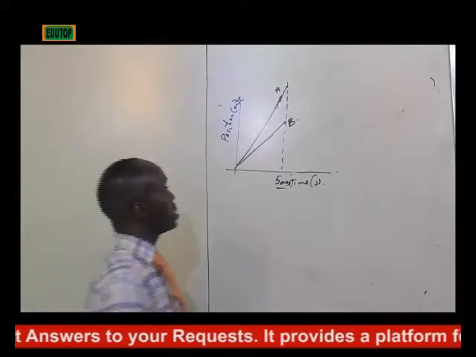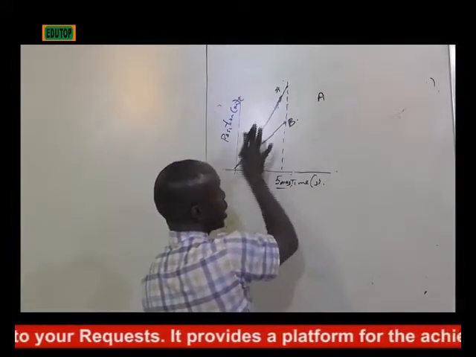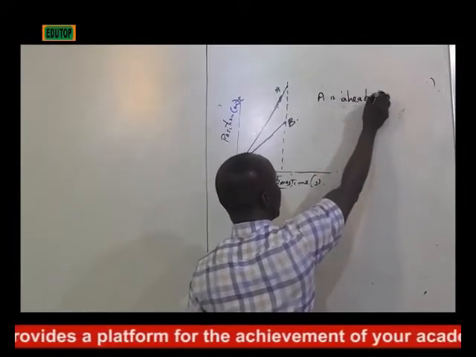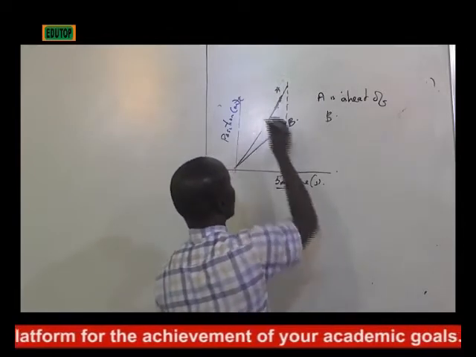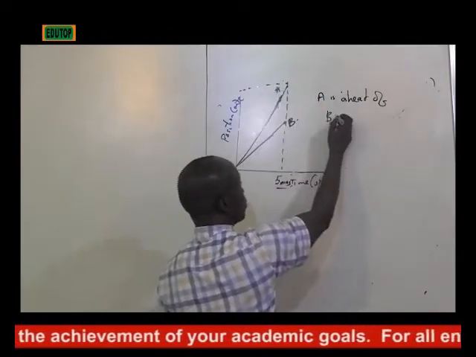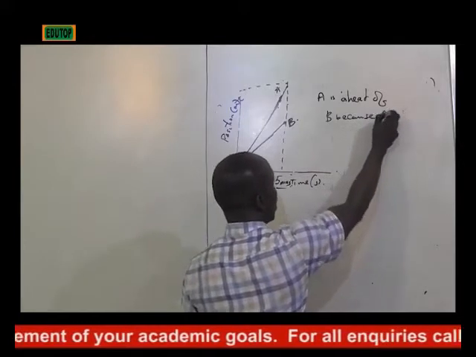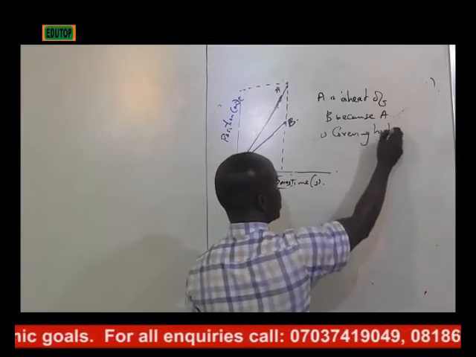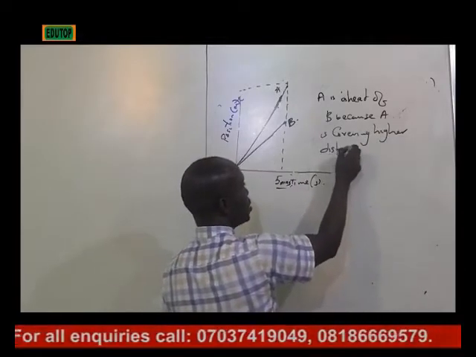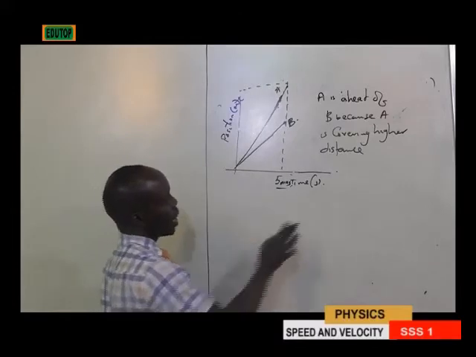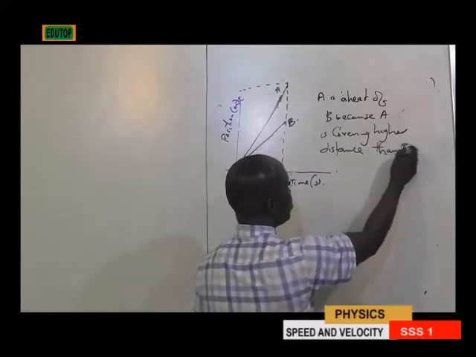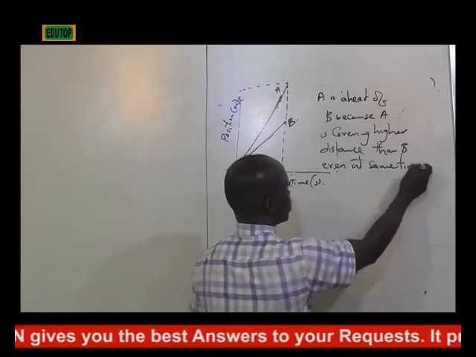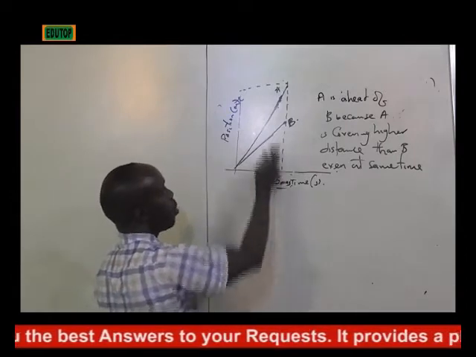So let me just write it there. So at this particular analysis, A is ahead of B. Why? Because A is covering a higher distance. I'm writing this so that you'll be able to get the true gist: higher distance than B, even at the same time. You can see they are both managing the same time, but A is higher.